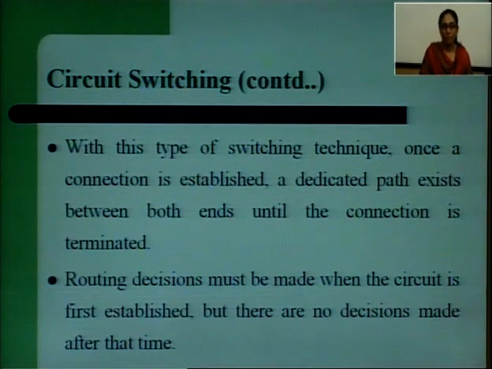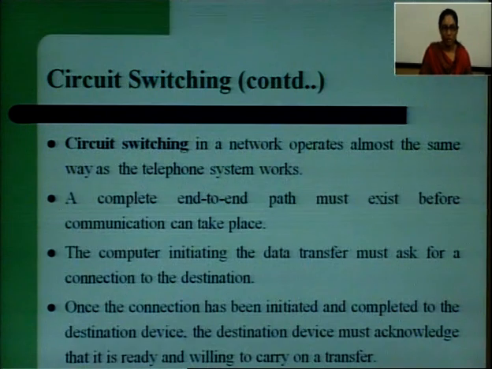So with this type of switching technique, once the connection is established, that path exists between both ends until the connection is terminated. So the routing decision must be made when the circuit is first established, but no decision is made after that time. So circuit switching in a network operates almost the same way as the telephone system works. A complete end-to-end path must exist before the communication can take place.